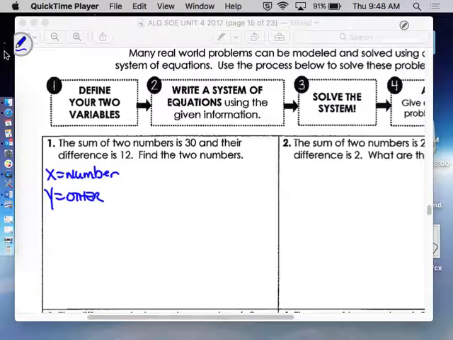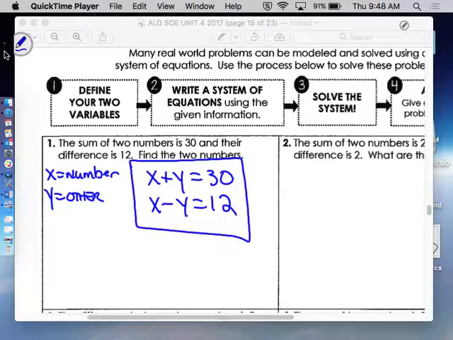The sum of two numbers is, so that's just simply x plus y, equates with the equal sign. The sum of two numbers is 30. Their difference implies subtraction, their difference is 12. And it doesn't matter if you set up x minus y or y minus x. It doesn't matter, it works out both ways. I just keep it really simple and go with x plus y, x minus y.